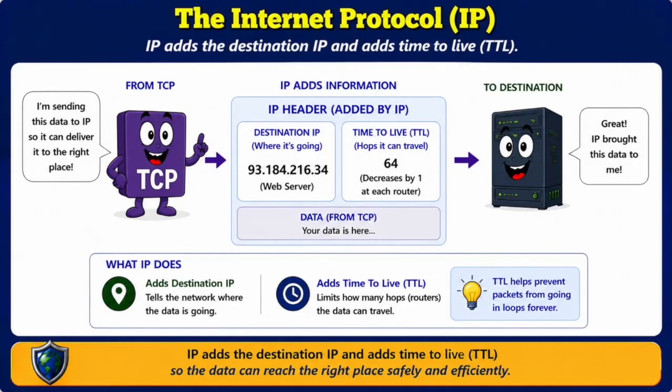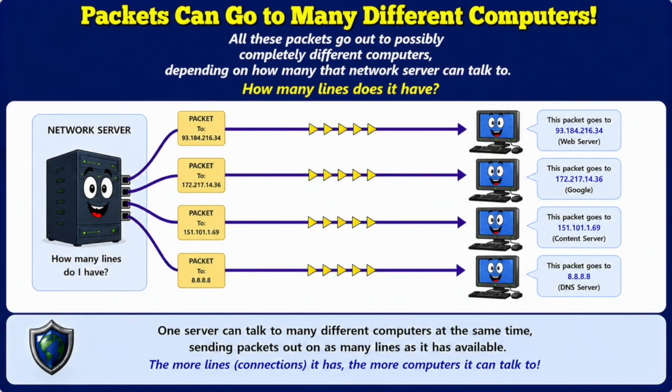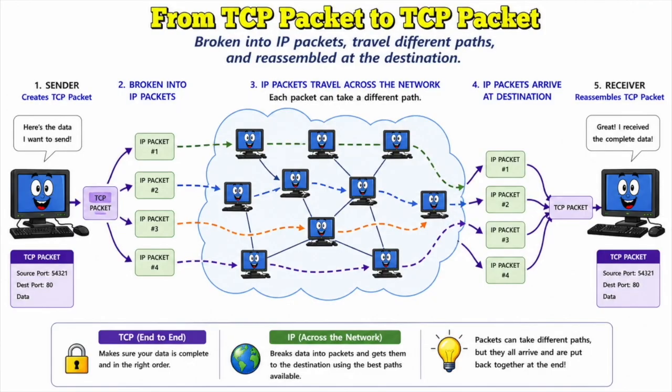Okay, I'll take it. And while it's doing that, when it goes to another computer, it says, hey, can you send this one? Yeah, I can send that one. And all these packets go out to possibly completely different computers, depending on how many that network server can talk to. How many lines does it have? And each packet goes out, and the IP at each of the different intermediate points does the same thing. Hey, can you accept this IP address? Yes or no? If it says yes, give it to me. If it says no, it tries to find somebody else.